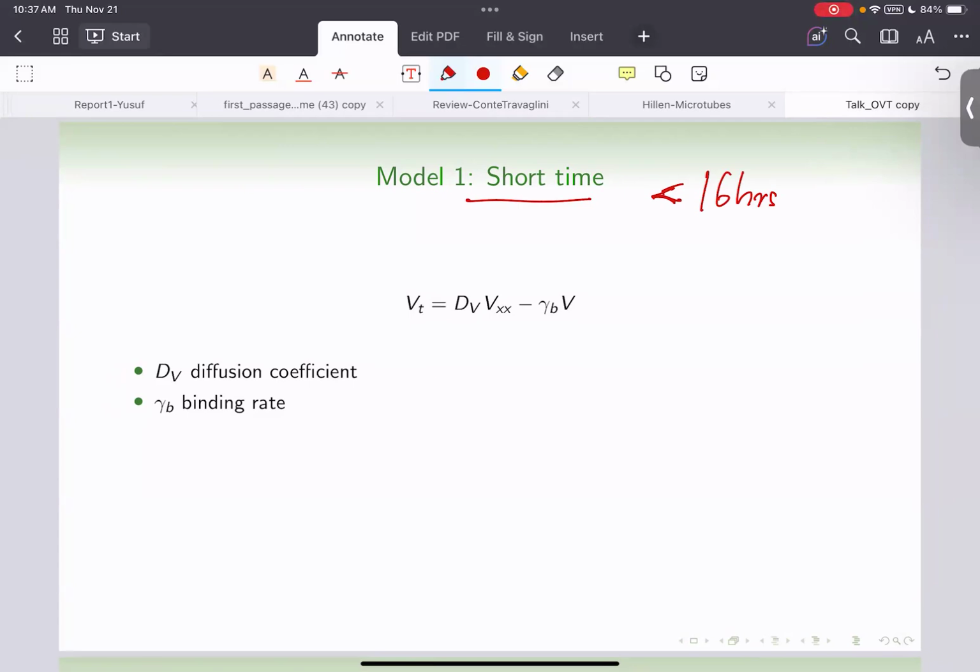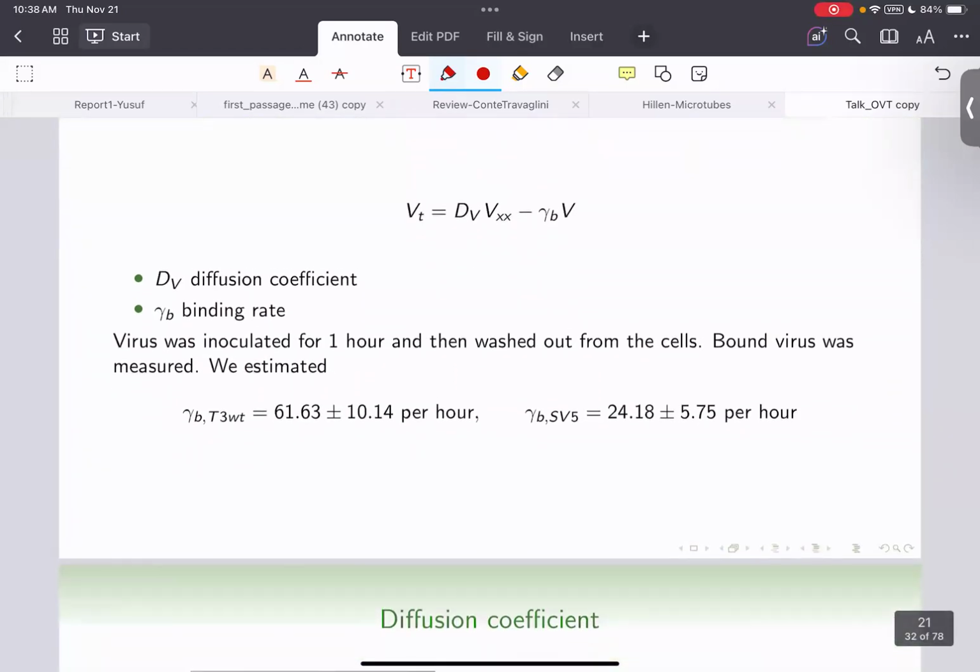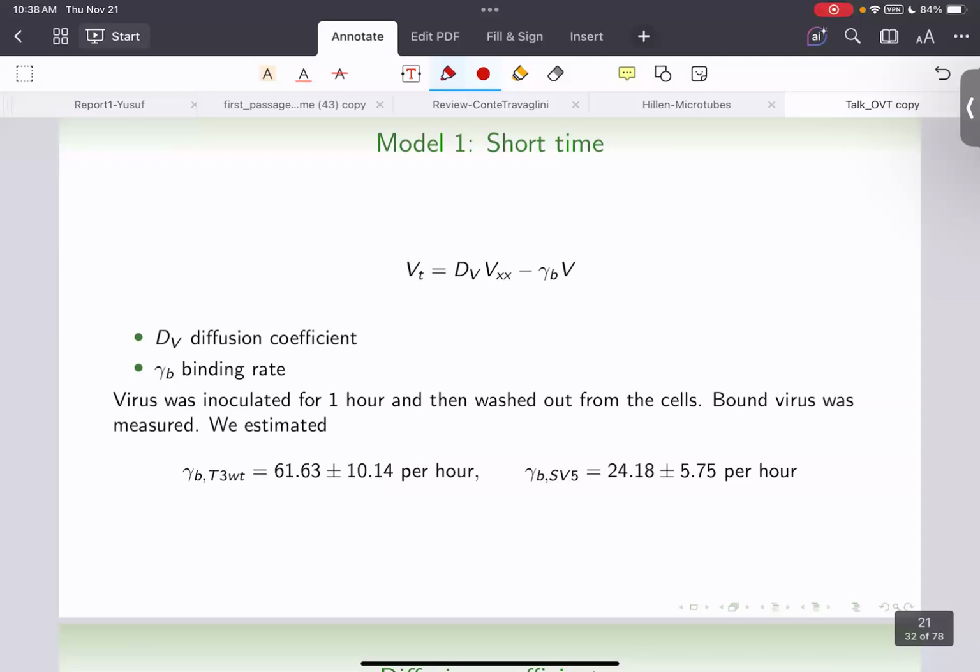So in this short time, the virus can only diffuse, which is here, and it can bind to a cell, which is there, and that's it. It will not have time to produce new virus particles, lead to lysis, and infect the next generation of cells. So in a short time, we have only diffusion in the medium and binding to cells. And so we do a very simple model, a diffusion-binding model for the virus. One reaction-diffusion equation. So we have two parameters to find, a diffusion coefficient and a binding rate.